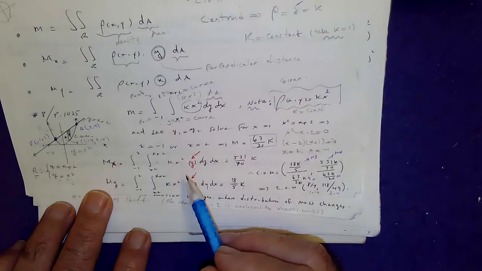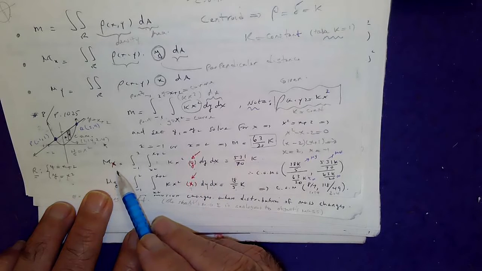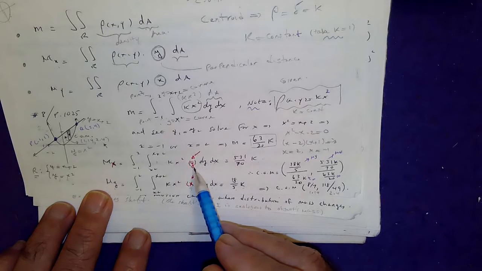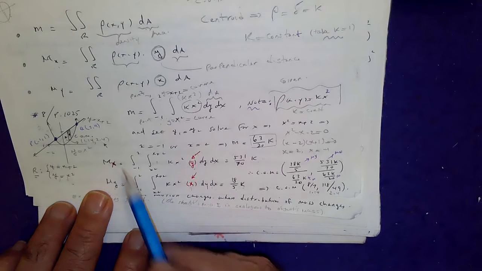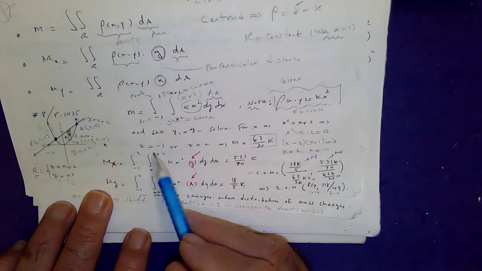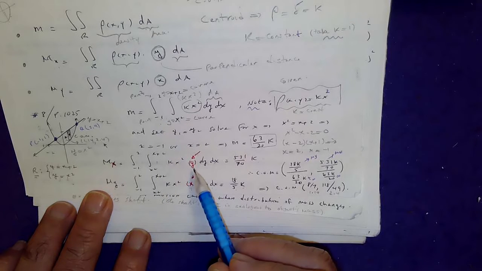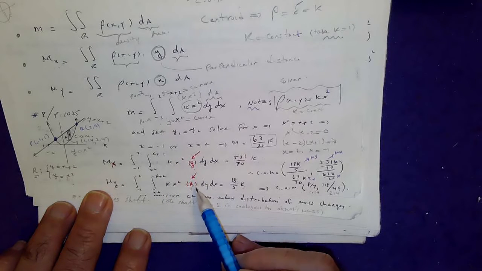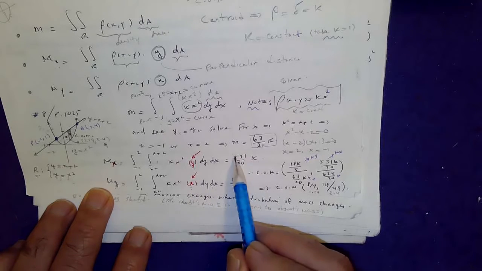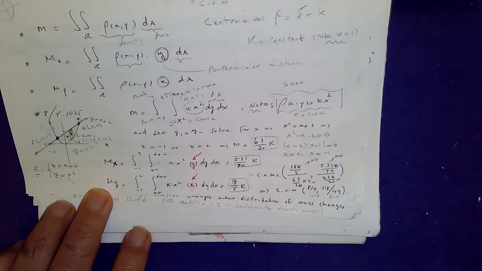Remember, the definition of moment is mass times distance. So for moment about the x-axis, multiply the integrand by y. Moment about the y-axis, multiply the integrand by x. Keep the same limits, same setup, but now you have extra factors in your integrands. So take those under consideration and come up with appropriate answers, such as these.